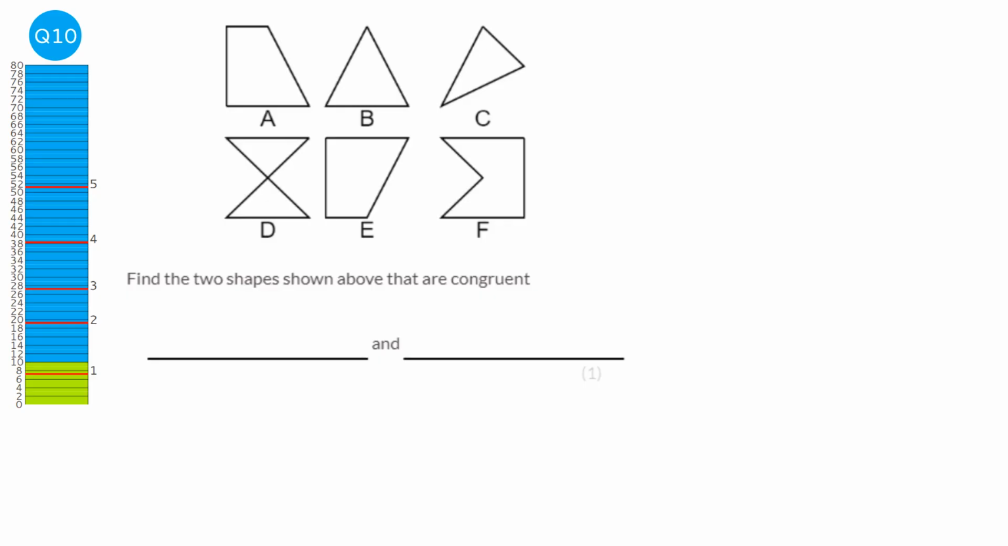So looking at the shapes, we've got some triangles, we've got some weird looking shapes, but I'm going to look at A, and I'm going to draw A in. So I'm just going to trace A. And what we can notice is if I manipulate that now, and if I bring it down to E, it kind of almost looks the same as E, but what I can do is actually just reflect it, and it's exactly the same as E. So A and E are congruent.